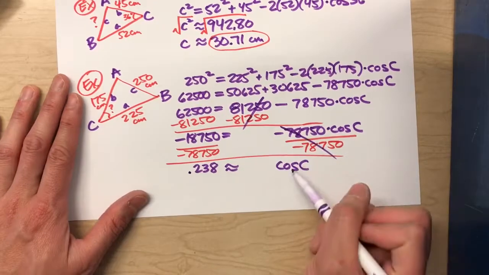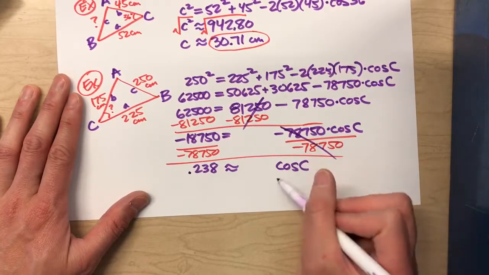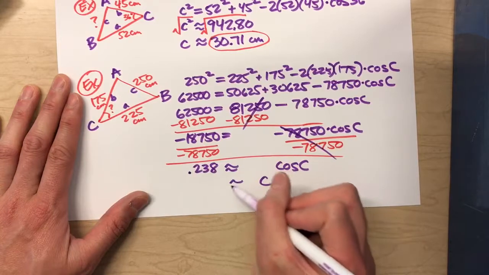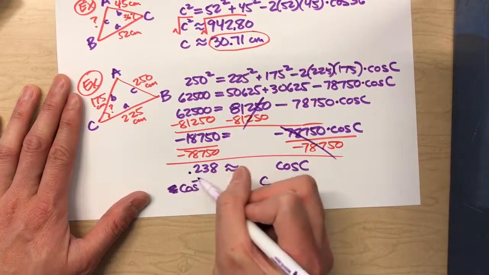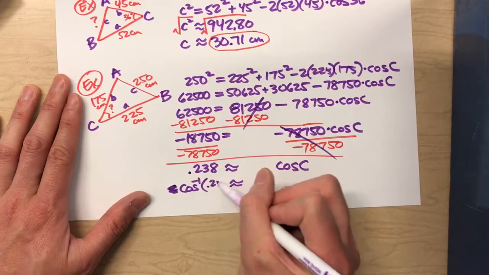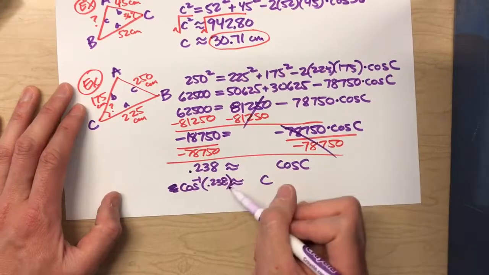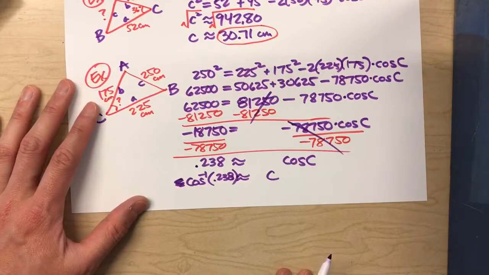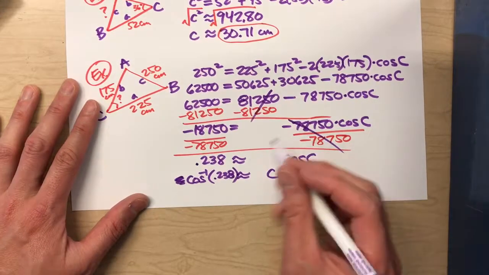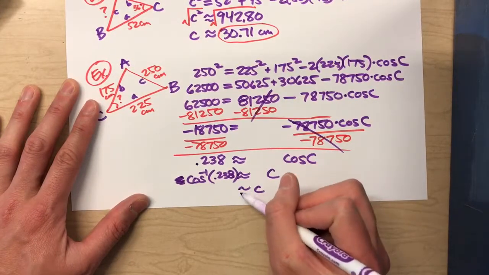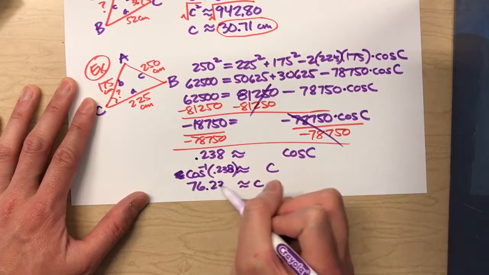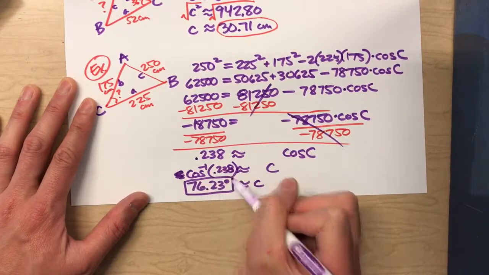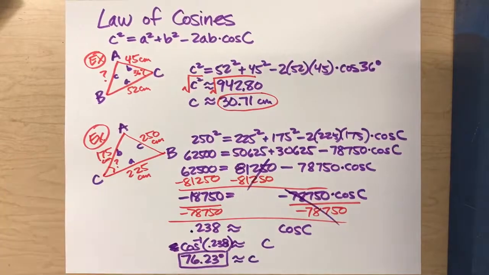Now, to get C, I'm going to have to use the inverse of cosine. So C is going to be the inverse cosine of 0.238. And if you type that into your calculator, it turns out that comes out to about 76.23 degrees. So there you go.